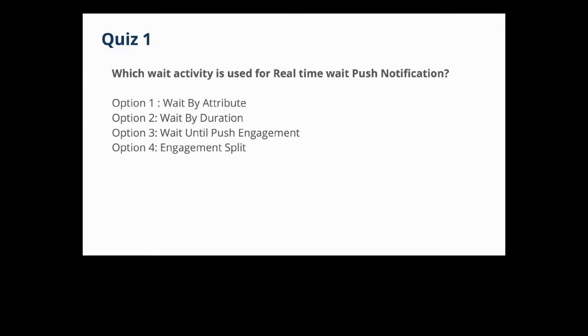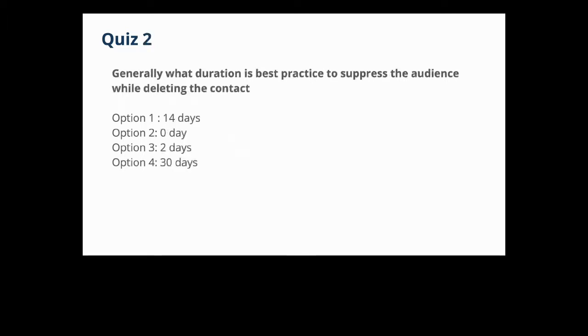Generally, what duration is best practice to suppress the audience while deleting the contact? Is it 14 days, 0 days, 2 days, or 30 days?